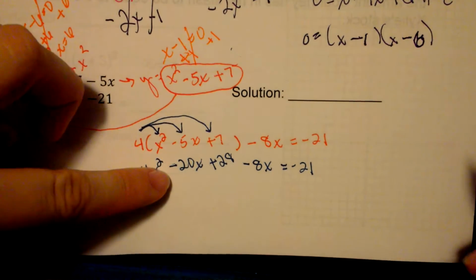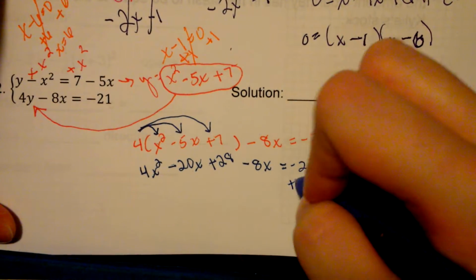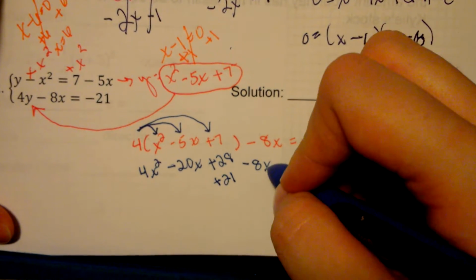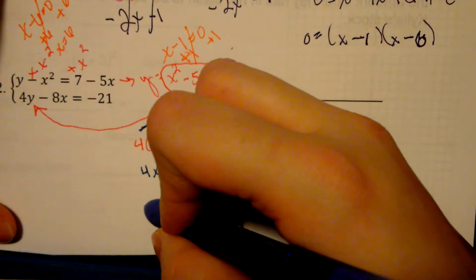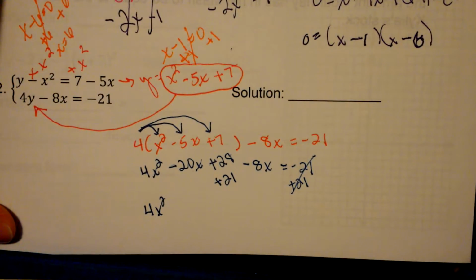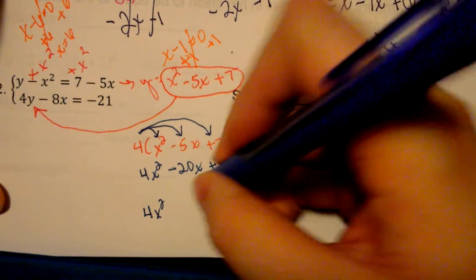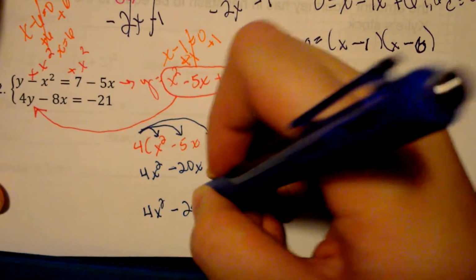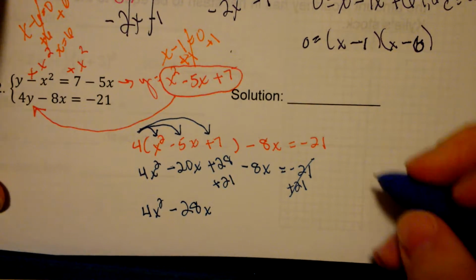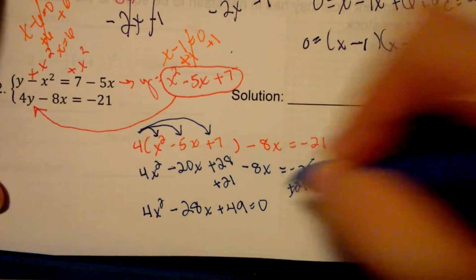Now I'm going to combine my like terms, so I'm going to add 21 over. I have negative 8 and negative 20. My x squared didn't have anything to combine with, so it's still 4x squared. Then I have negative 20x, negative 8x, becomes negative 28x. Then I have 28 plus 21. So that's plus 49 equals 0.